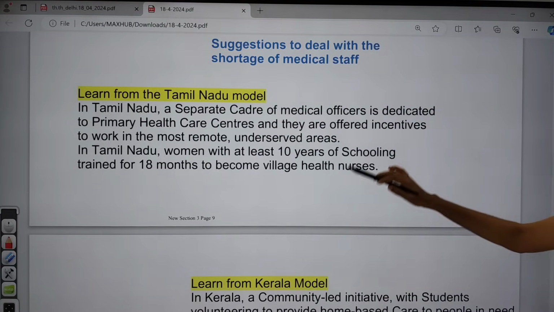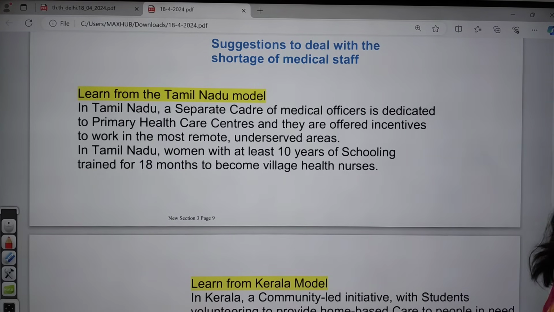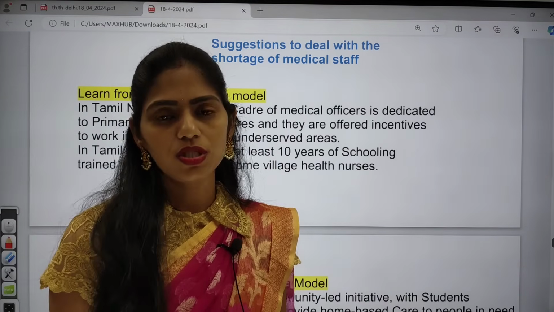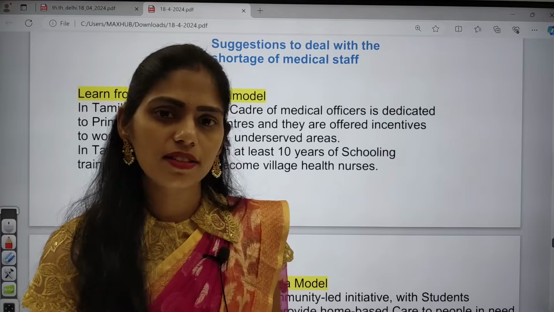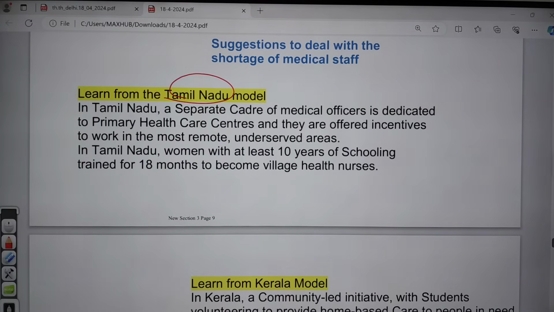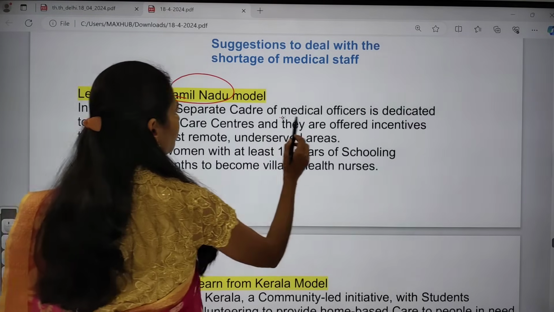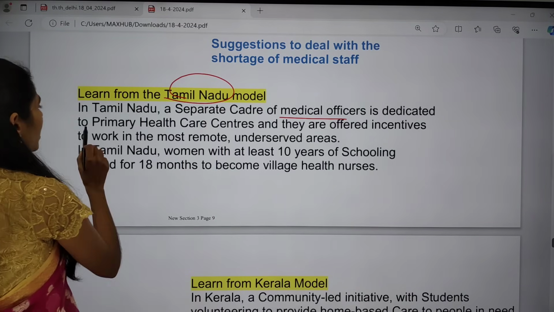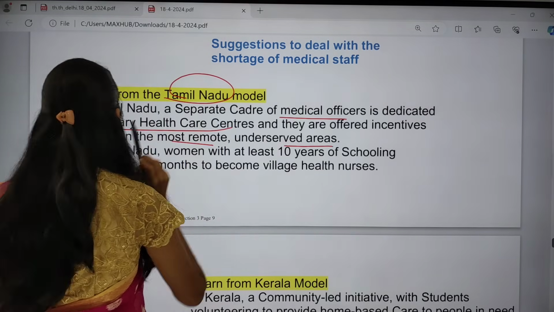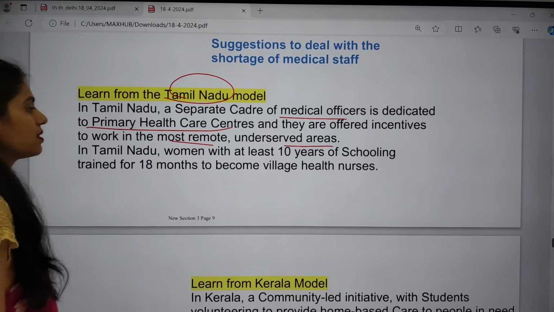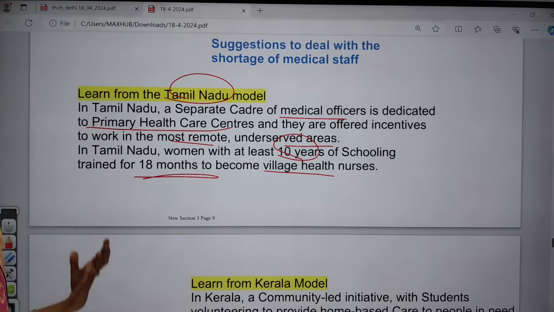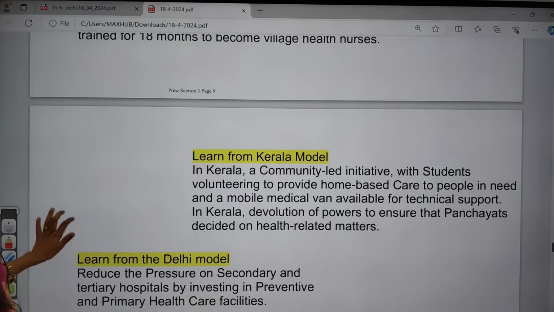Yes, and now let us see what the suggestions are to deal with the shortage of medical staff. We have to take the case studies going on in different states and how they are maintaining this, so we can learn from those states which are performing exceptionally well in this area. The first is, how can we learn from the Tamil Nadu model? Tamil Nadu has a separate or special cadre of medical officers, especially focusing on primary healthcare centers, and they are offered incentives to work in the most remote, underserved areas. And in Tamil Nadu, women with at least 10 years of schooling are trained for 18 months to become village health nurses, so that we decrease this gap. And we can learn from even the Kerala model.